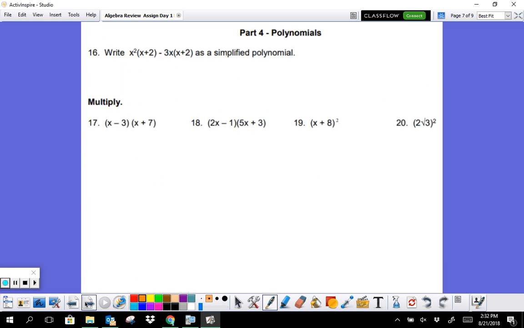Number 16, write that as a simplified polynomial. Okay, so a reminder, when multiplying, you're going to add exponents. So when I have x times x, that's x cubed.